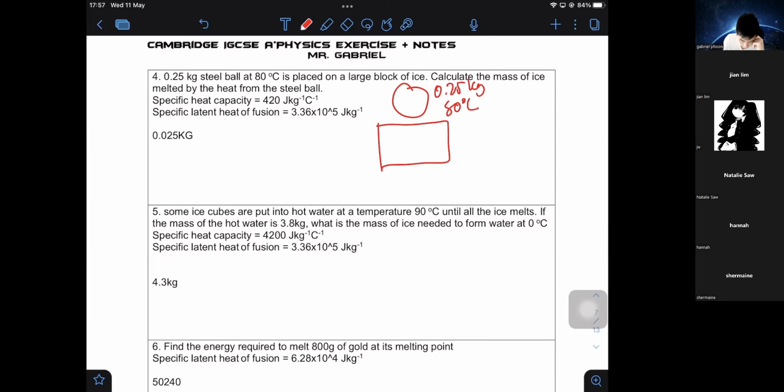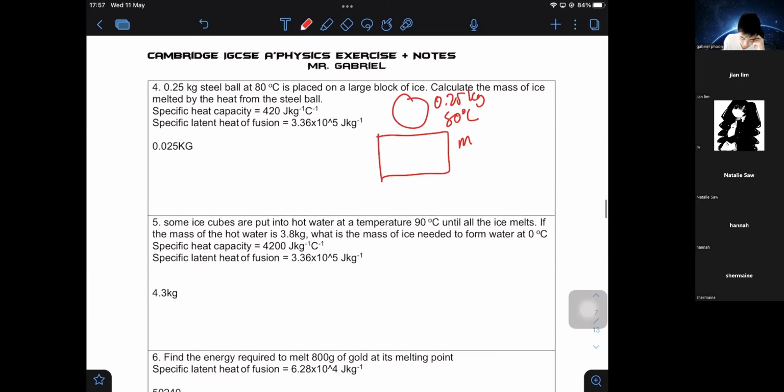Then you're looking for how much mass this thing melted, right? Given that the specific latent heat of fusion is 3.36 times 10 to the power 5. From here, yet again, like the one we did last week, you're supposed to understand that the amount of energy lost by the ball is the amount of energy gained by the ice.